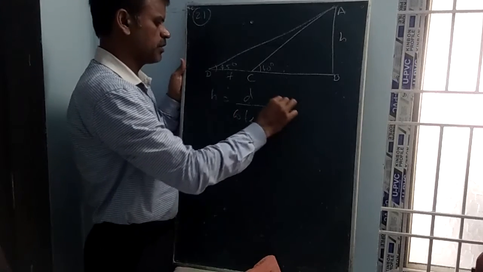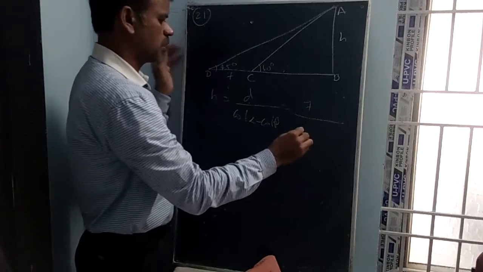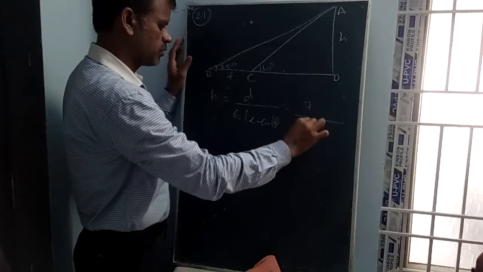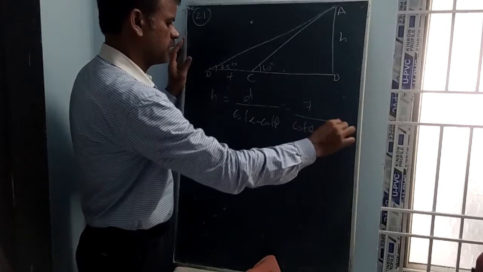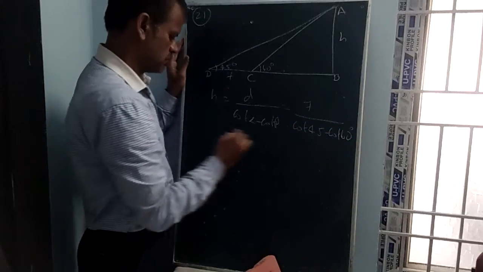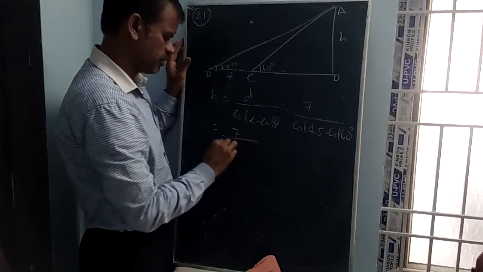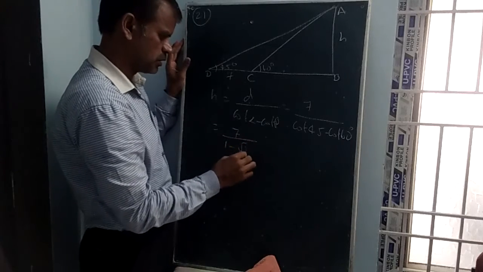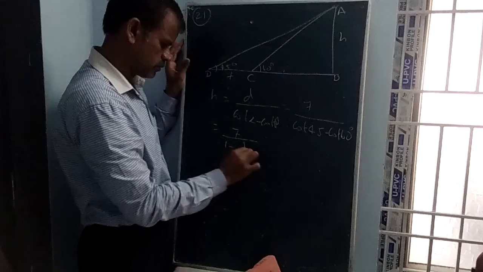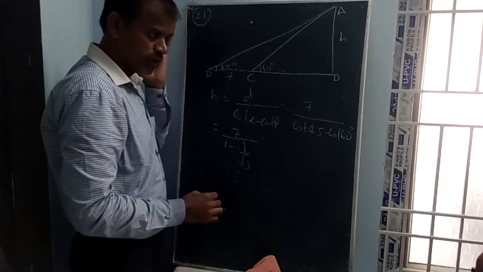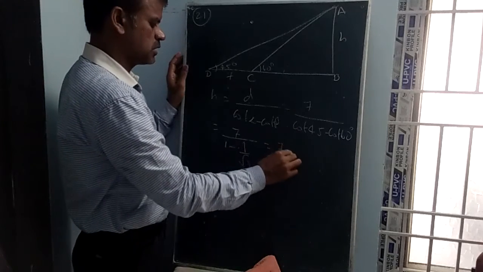H is equal to D by cot alpha minus cot beta. What is D? 7 by cot alpha, meaning cot 45, minus cot 60 degrees. That is equal to 7 by 1 minus, no, 1 by root 3. So take LCM here.